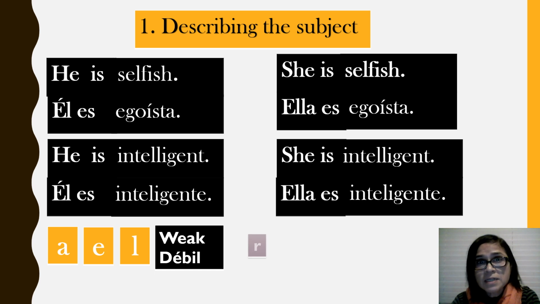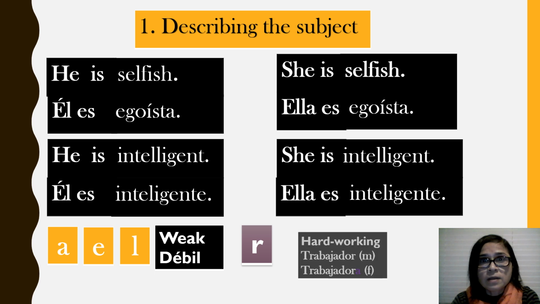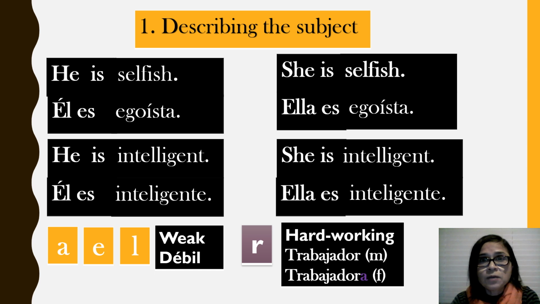So now there is another ending when the adjective ends in R in masculine. Let's say you want to say hardworking. So if the adjective ends in R as trabajador, that would be the ending for masculine. But if you are describing, for example, ella, she, you will add an A, and that will be trabajadora. So these are the four endings different from O.